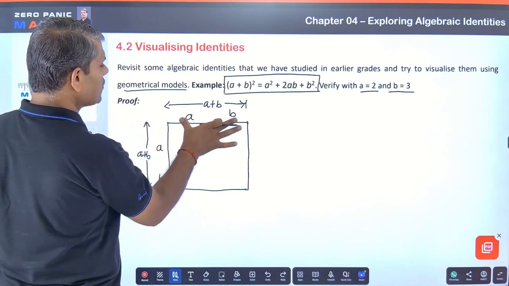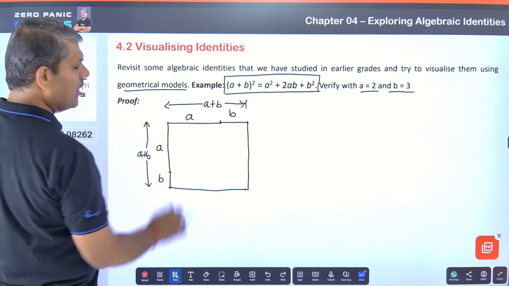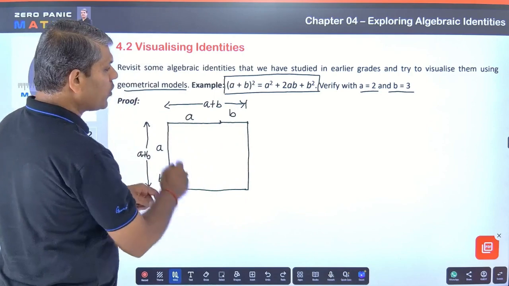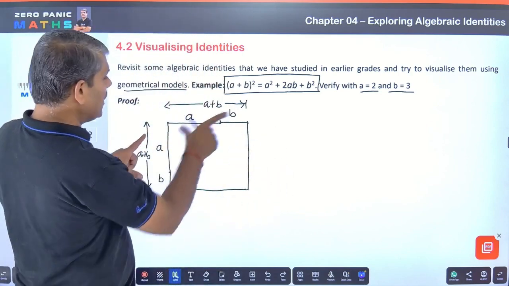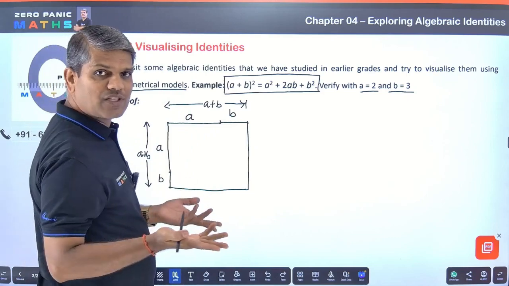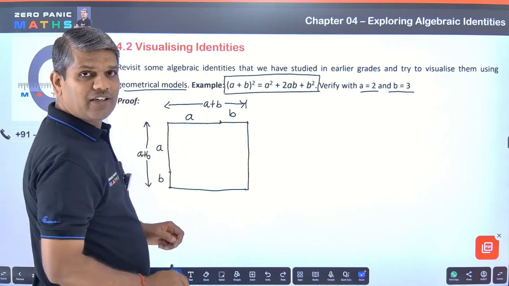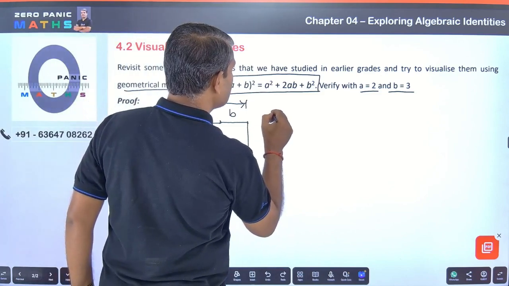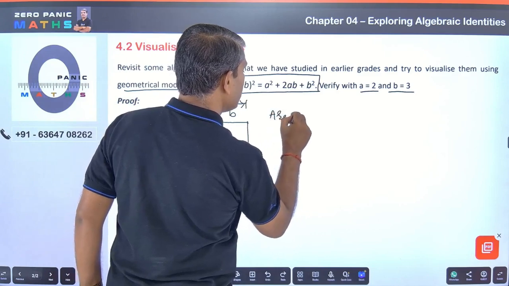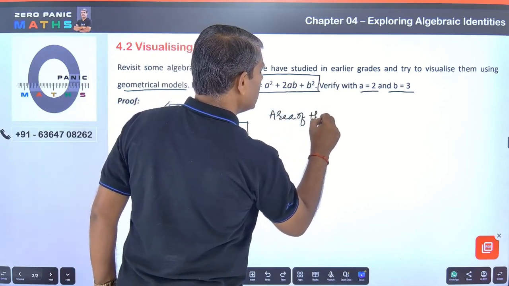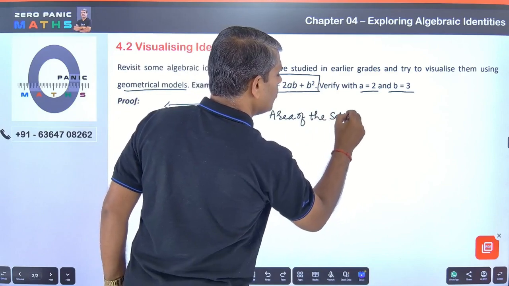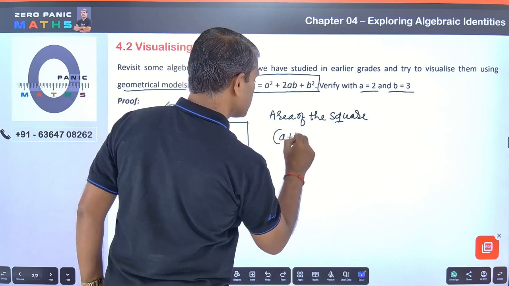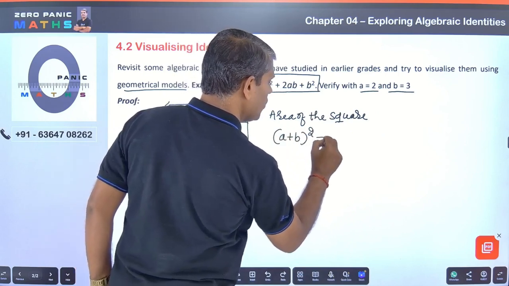Because the side is of length A plus B and A plus B. What is the area of the square? The overall square is A plus B multiplied by A plus B. The area of the square is side into side. So the total side is A plus B, A plus B. Therefore I can say the area of the square is A plus B multiplied by A plus B, and that will give me A plus B whole square.